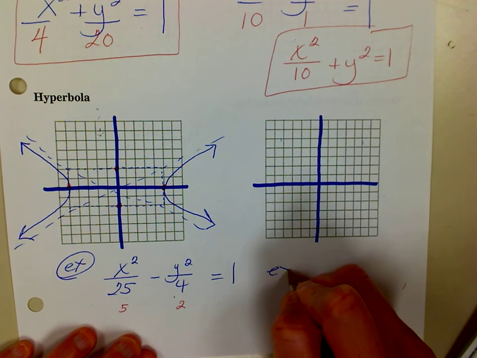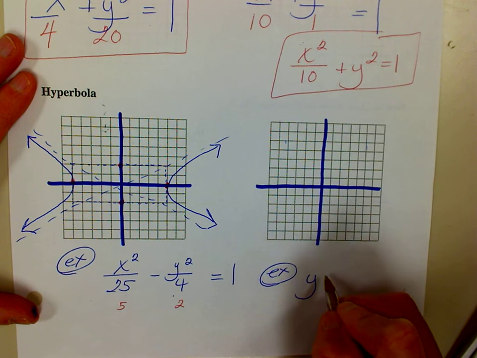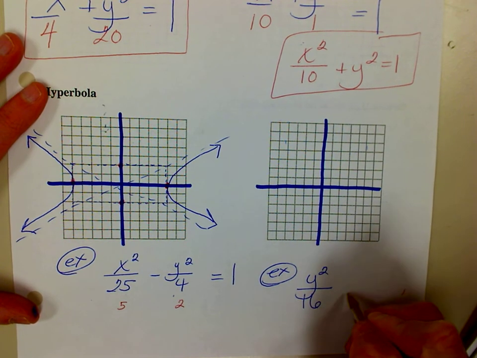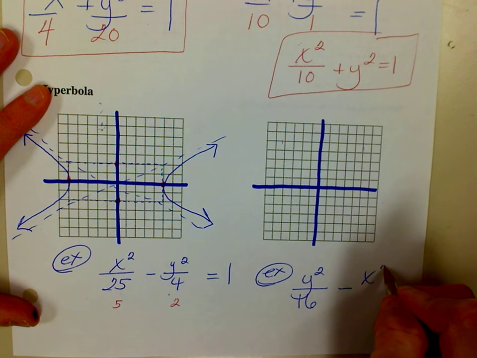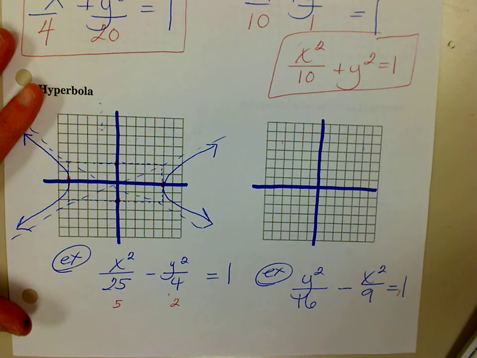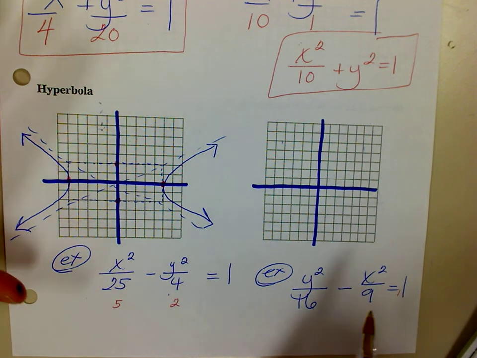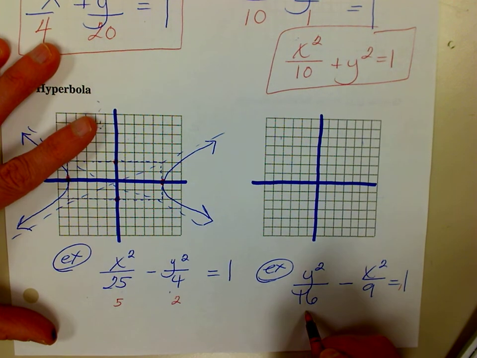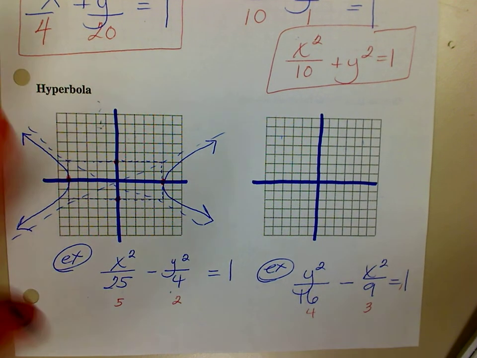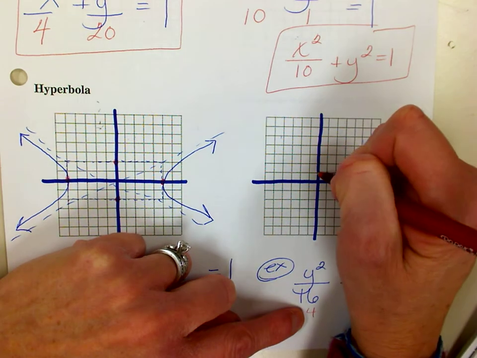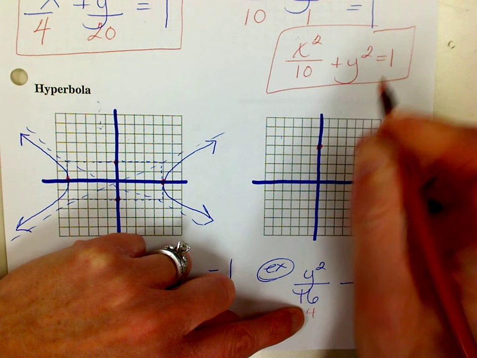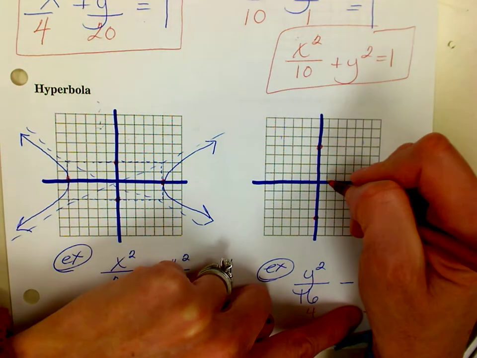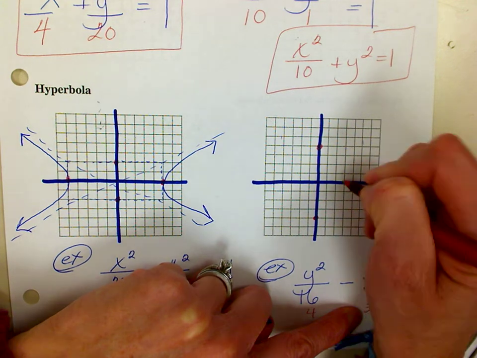Okay, here's the second example that we're going to use. So this time I'm going to put y squared first. Okay, so in the formula, these numbers are always squared. When I graph them, you want the square root. That's going to be 4 and 3. On the y-axis, I'm going to go up 4 and down 4. And then on the x-axis, I'm going to go over 3 to the right and over 3 to the left.